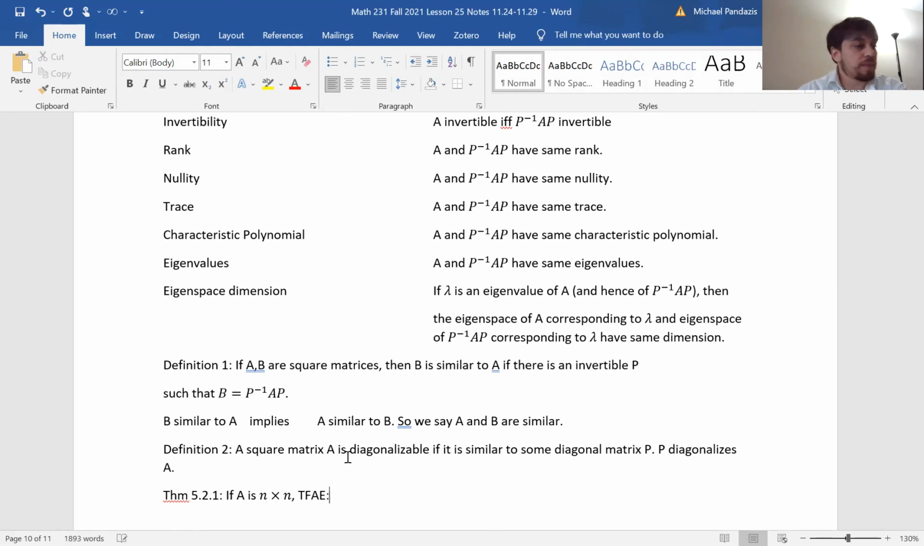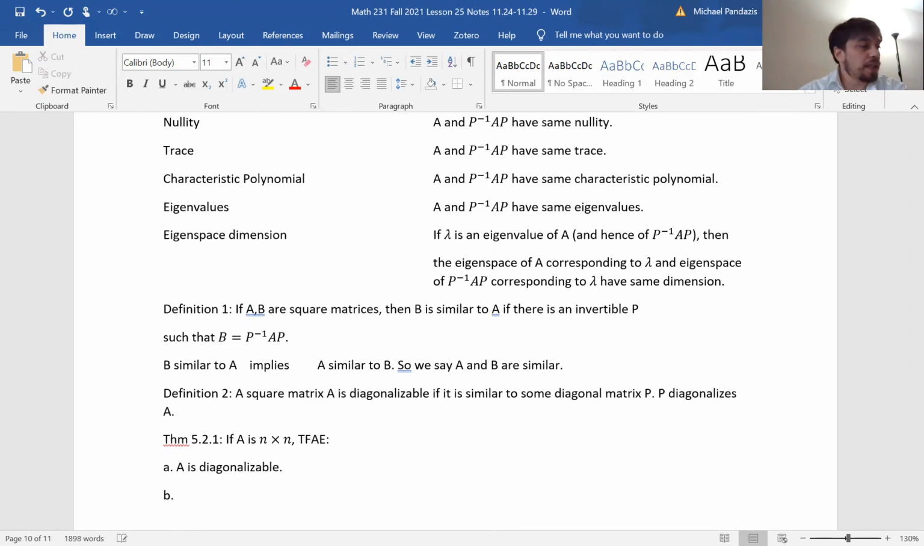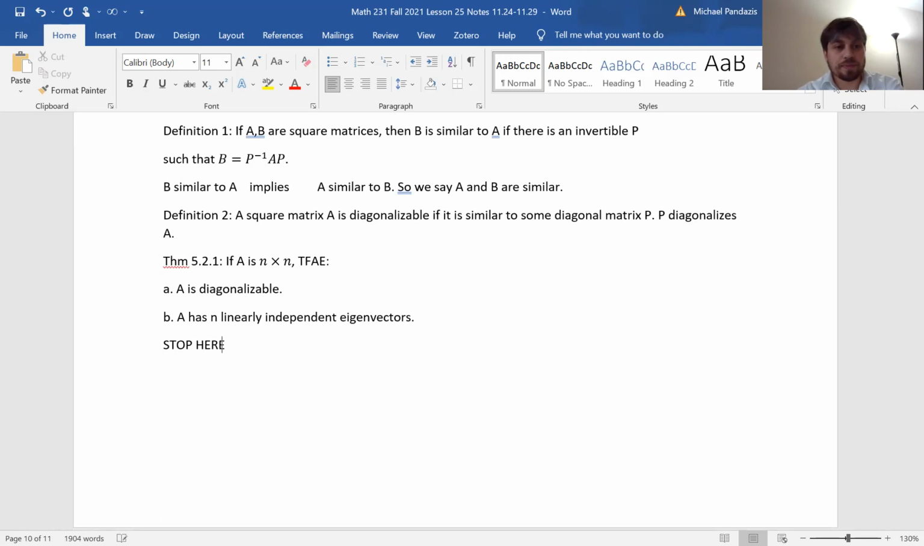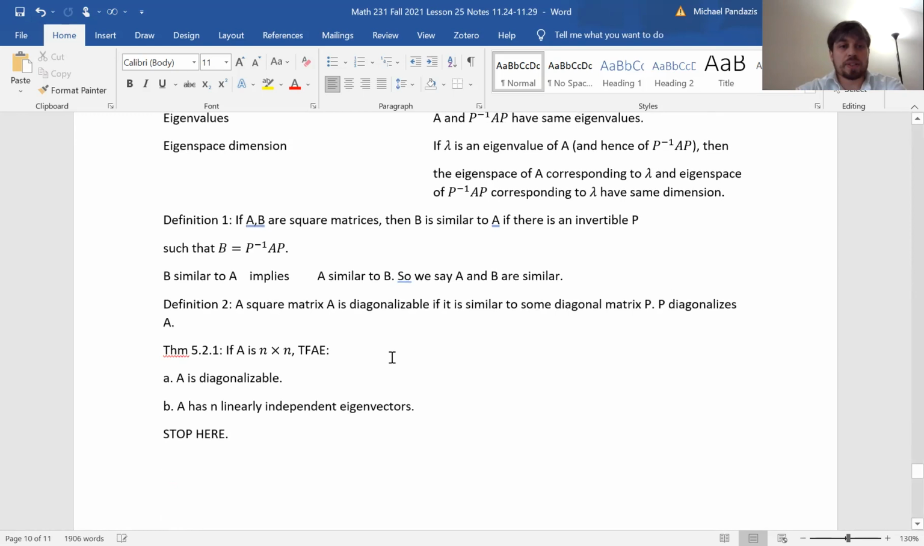Theorem 5.2.1: if A is n by n, the following are equivalent. A, that A is diagonalizable, and B, A has n linearly independent eigenvectors. Okay, so we're going to stop here. Next class, we will continue.